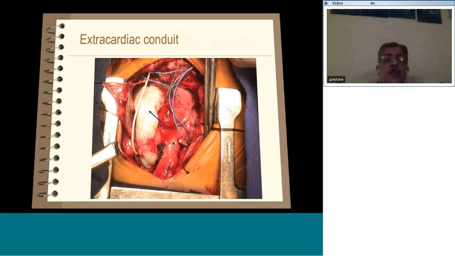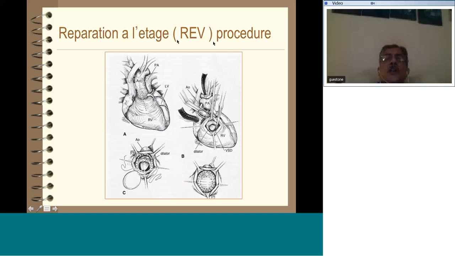The other procedure which is performed is also known as the REV procedure. It's a French name, réparation à l'étage ventriculaire. And this is pretty much similar to that of the Rastelli, except that we try and avoid a conduit. So in this case, the intracardiac routing is done in a similar fashion.